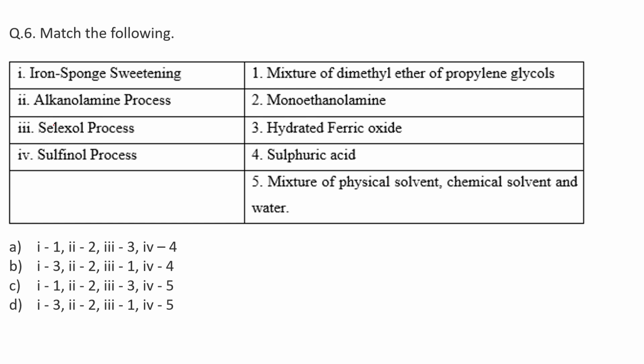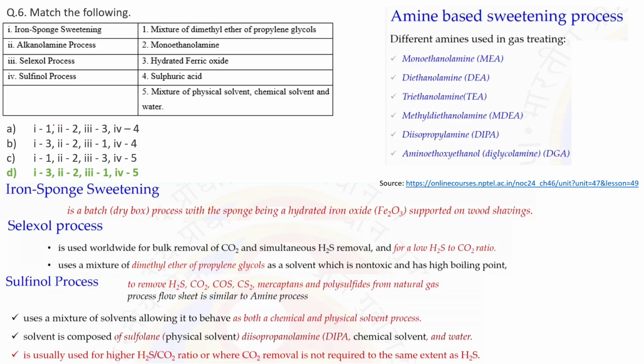Whereas on the right side, the components listed are option 1, a mixture of dimethyl ethers of polyethylene glycols, option 2, monoethanolamine, option 3, hydrated ferric oxide, option 4, sulfuric acid, and fifth, a mixture of physical solvent, chemical solvent and water. So we have to match these components with the chemicals that are used for their respective processes.